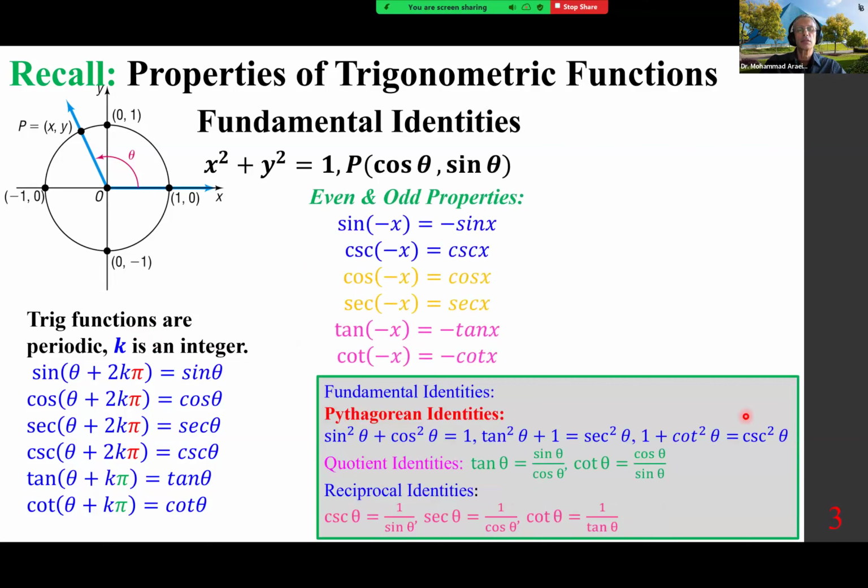Pythagorean identities: sine squared plus cosine squared equals 1, tan squared plus 1 is secant squared, 1 plus cotangent squared is cosecant squared. Quotient identities: tan theta is sine over cosine, cotangent is cosine over sine, and reciprocal identities: cosecant is 1 over sine, secant is 1 over cosine, cotangent is 1 over tangent. Those are the identities we should be very comfortable with. So just making sure that we've seen them before.